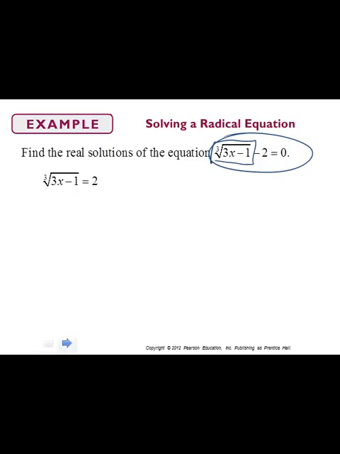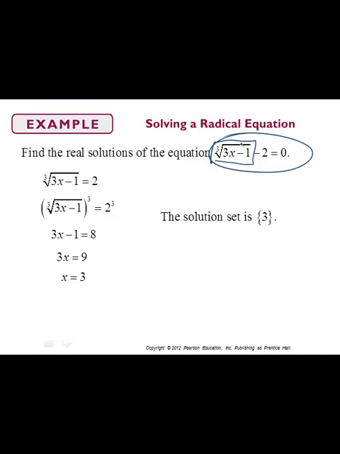We'll cube both sides. So when we cube both sides, we'll have 3x minus 1 is equal to 2 cubed, which is 8. And then a couple of easy moves to solve for x. Add 1 to both sides, divide by 3. Now, got to be super careful to check our work. Right now we're saying that the solution set is 3.